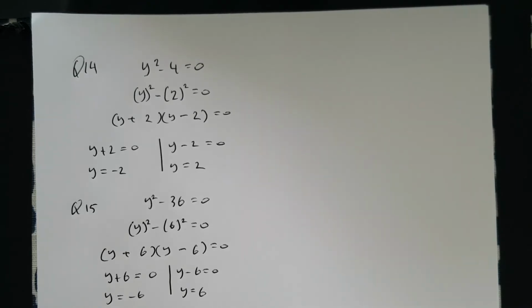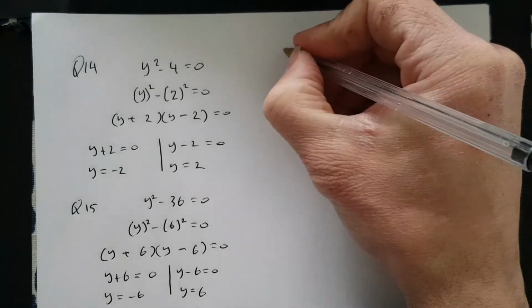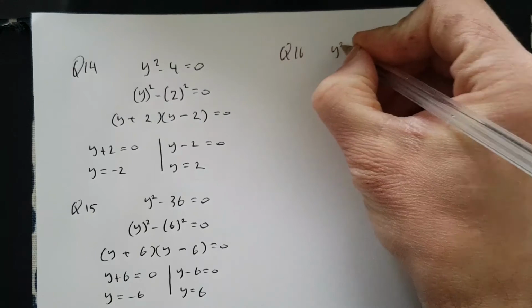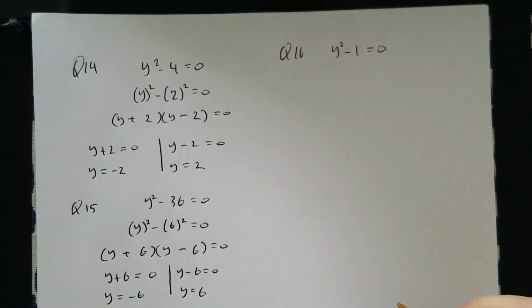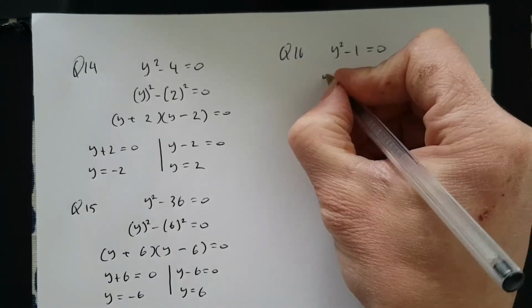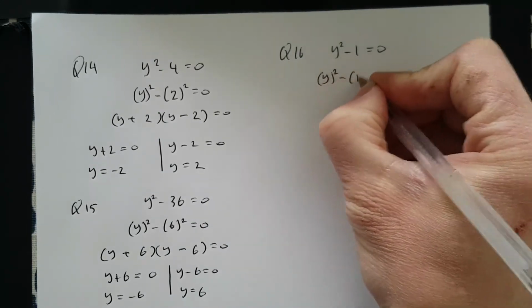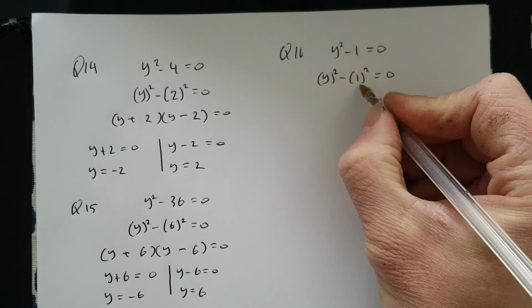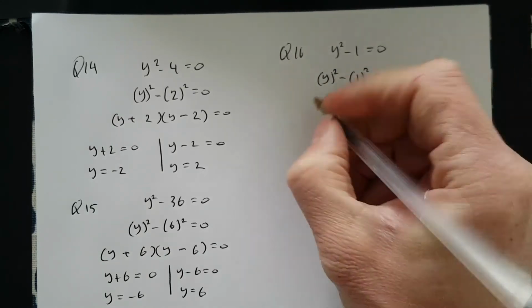Okay. Our next one then was question 16, which is y squared minus 1 is equal to 0. Now this one is less obvious that it's the difference of two squares because of the 1, but I actually can rewrite that as y squared minus 1 squared because 1 squared gives 1. So it is the difference of two squares.